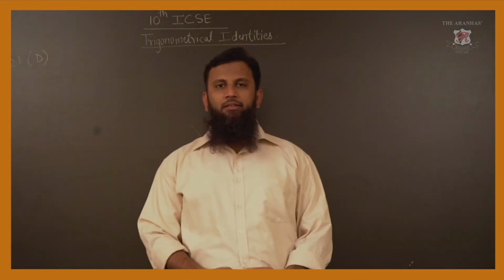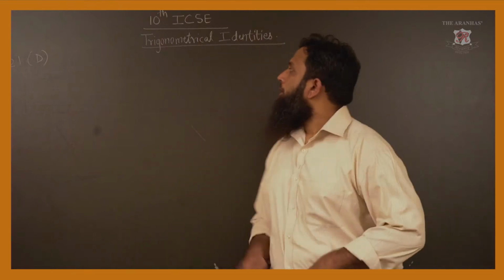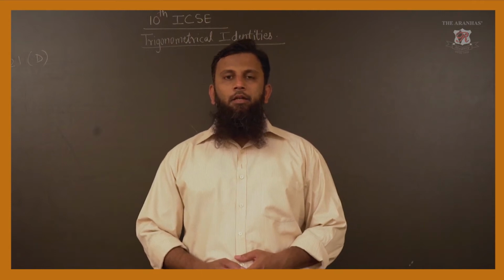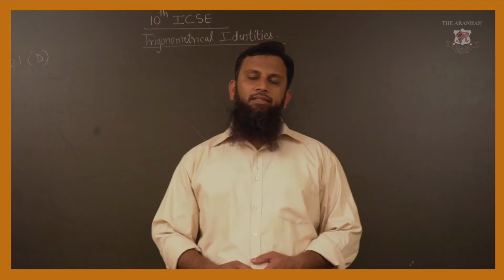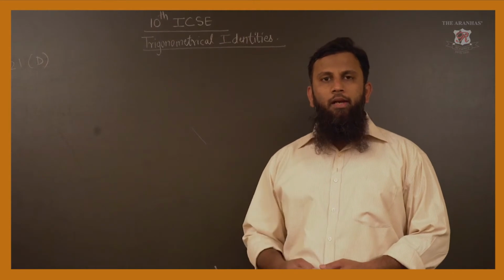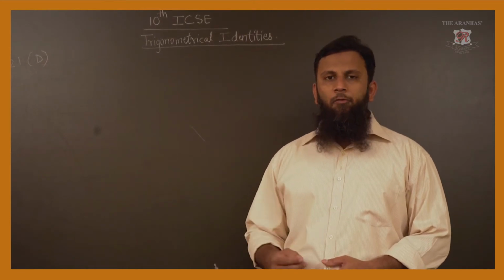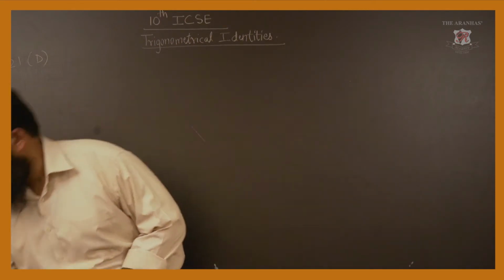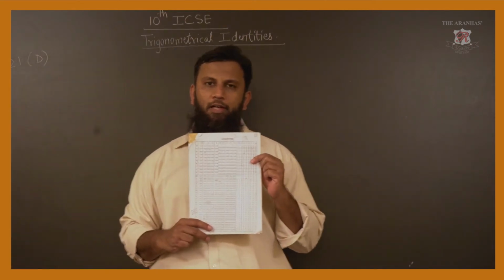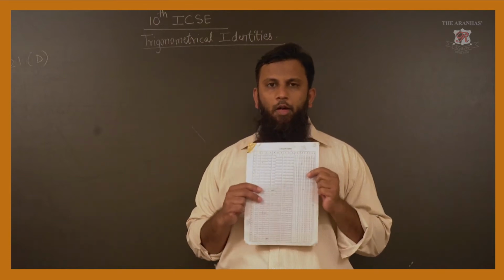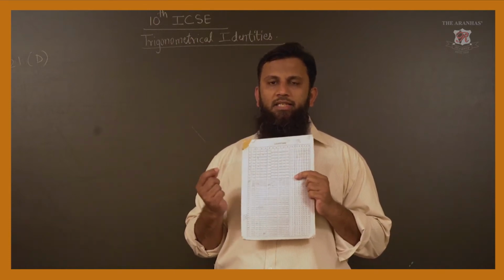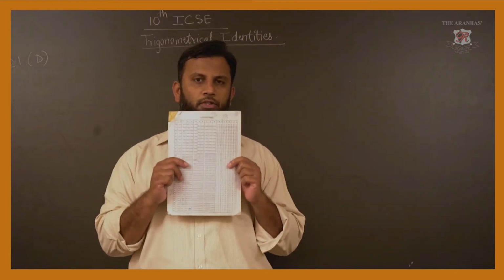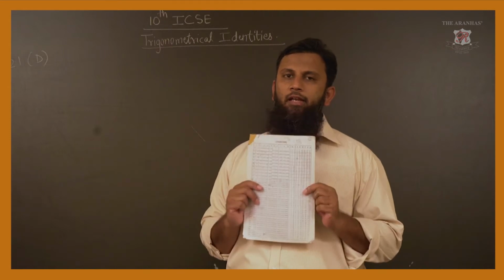Good morning, dear students. Today we are going to see, for 10th ICSE Mathematics from the chapter Trigonometrical Identities, how to read tables of trigonometry. Such kind of a tabular thing is available which provides natural sine, natural cosine and natural tangent values for the given degree.